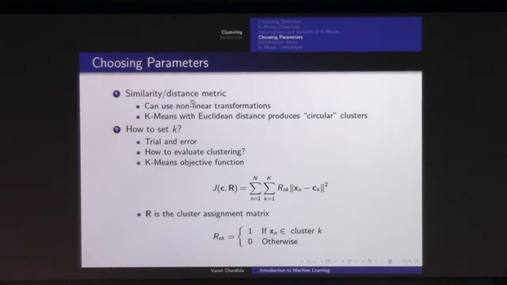Sometimes the choice of distance metric would also matter, right? It might happen that in certain cases, especially when you are dealing with very high dimensional data, Euclidean distance might not be the best choice. So you might choose something else. But the problem is it's not clear which one to use.